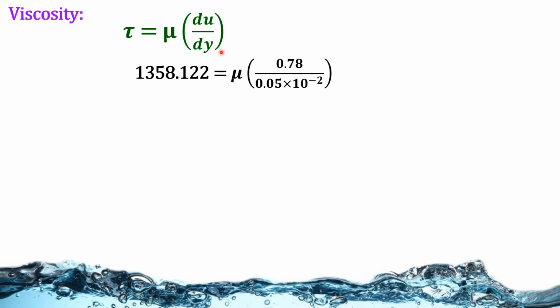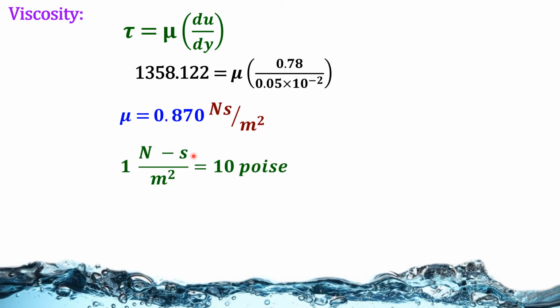Last step, we are going to calculate the viscosity of the oil, where tau is equal to mu into du by dy. We have calculated the tau value, du and dy value. Substituting the tau, du and dy value, we get mu is equal to 0.870 Newton second per meter square. We know that 1 Newton second per meter square is equal to 10 poise. Therefore, mu is equal to 8.70 poise.